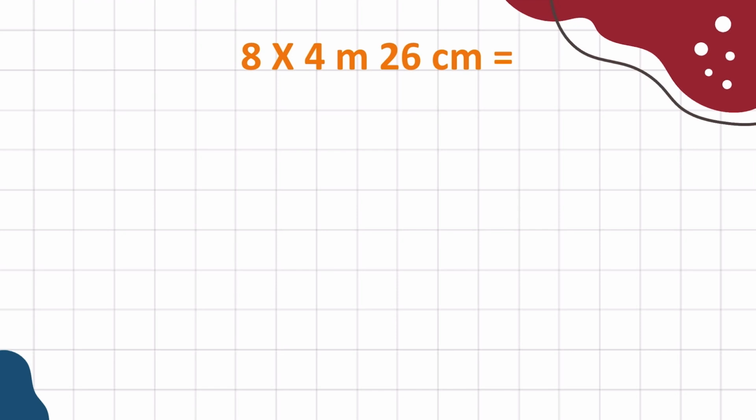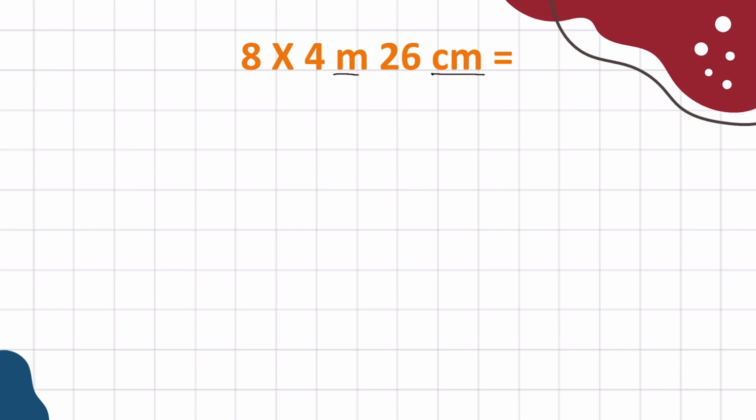Next one, we have 8 times 4 meter and 26 centimeter. Can you see the difference for this question compared with the previous questions? Yes, for this question, we have a combination of meter and centimeter. Previously we only did multiplication for meter only or centimeter only, but this time you need to times meter and centimeter together. For this kind of question, we still use the normal standard written method and the same way like we did before.